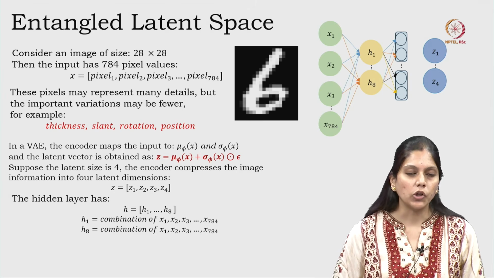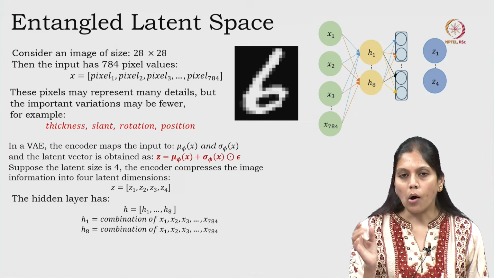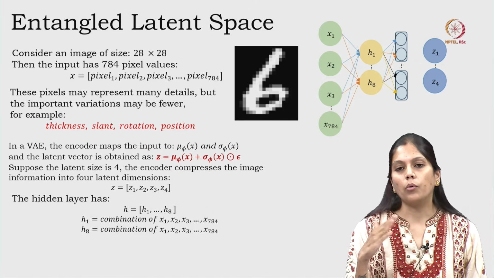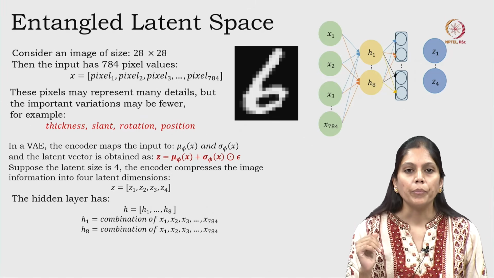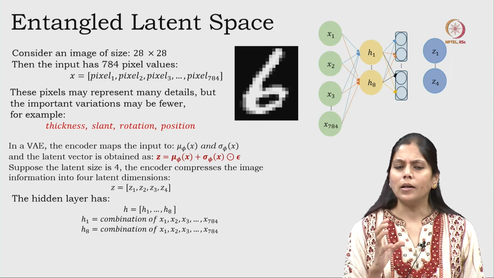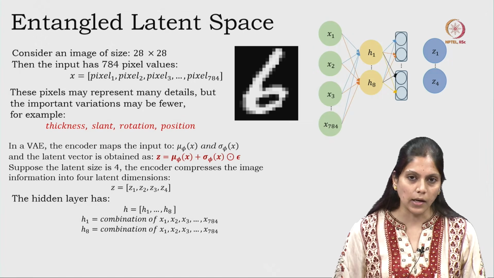What is that variation? What is the thickness, whether it is thin or thick? Then whether it is slanted or whether it is straight. Then what is the rotation? Position. These are some of the important variations which are present in our data set.